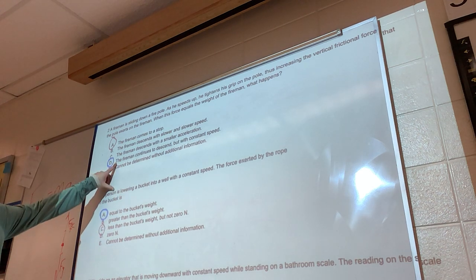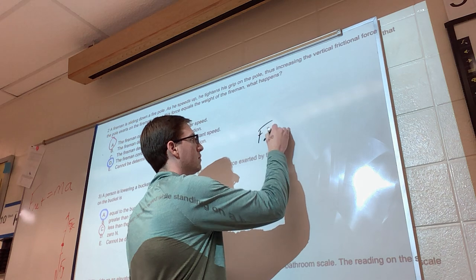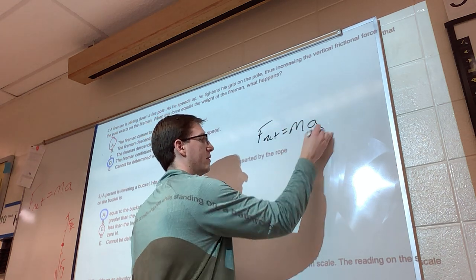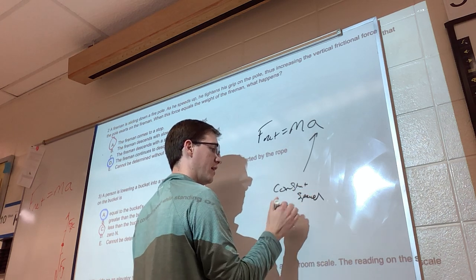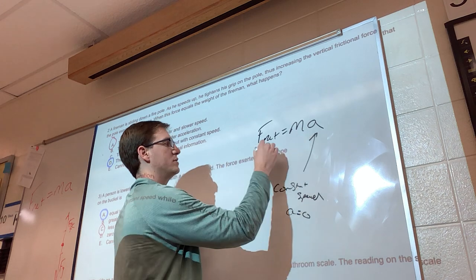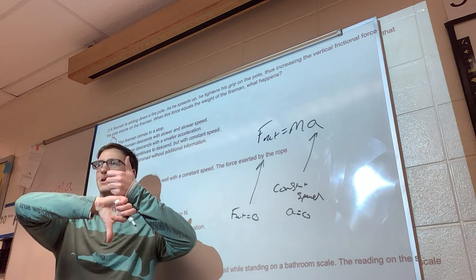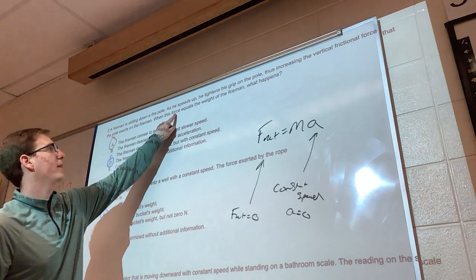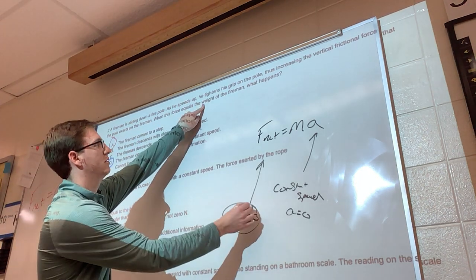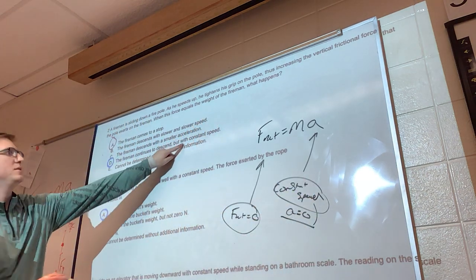So both of these are still FNet equals MA questions. If it's constant speed, then A equals 0, and if A equals 0, FNet will equal 0. So your ups equal your downs, everything's balanced. And vice versa, when they're balanced, it causes no acceleration, which is then constant speed.